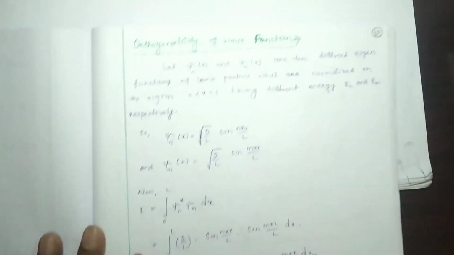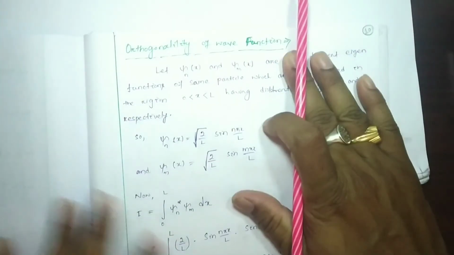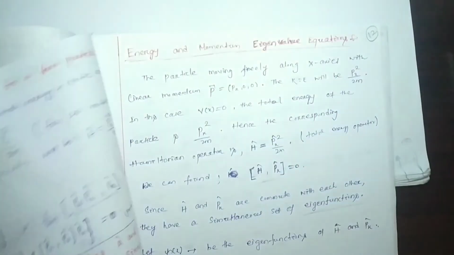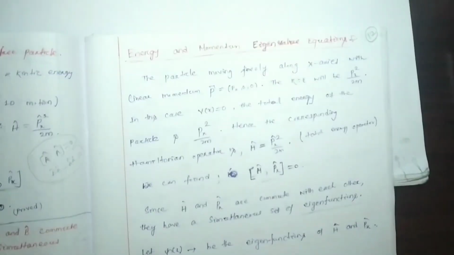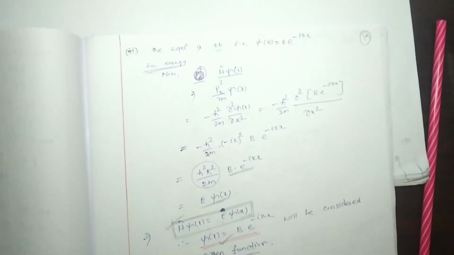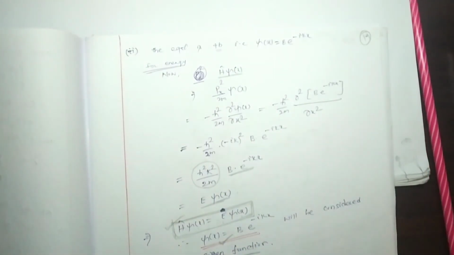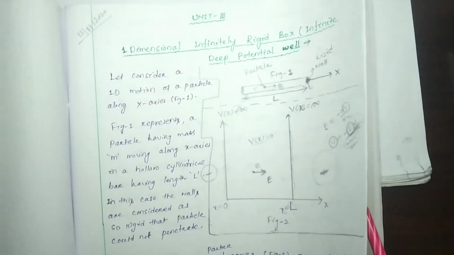Suppose for the orthogonality of the wave function they ask for 3 marks, you only have to write this one, right? And if they ask about energy and momentum eigenvalue equations, you have to write this one. So first you have to judge what question is asked in your exam, and on the basis of that you write in the exam. No need to write all the things, because it is too long. Here we discussed all the contents regarding the one dimensional box, and I hope you understood.